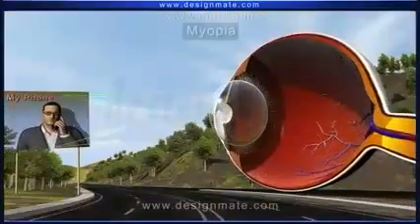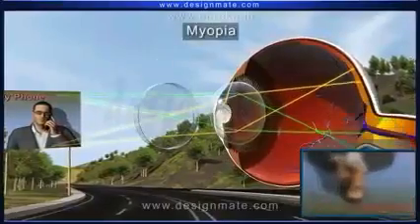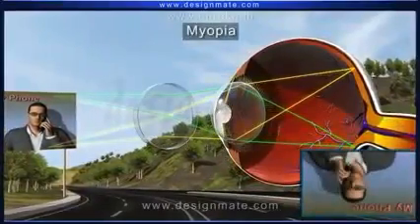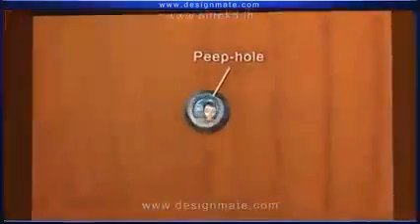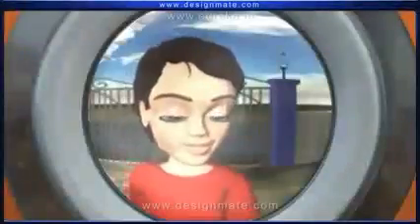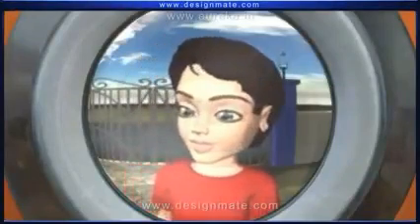The concave lenses are used to correct short-sightedness in people suffering from myopia. A concave lens is also used in the peepholes of doors to get a minimized image of the person on the other side of the door.